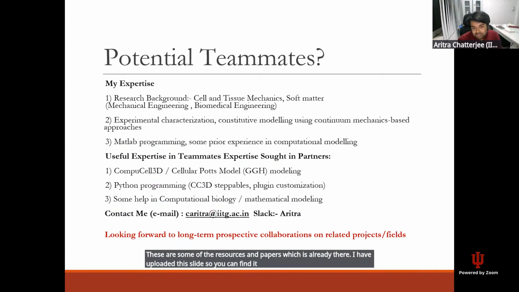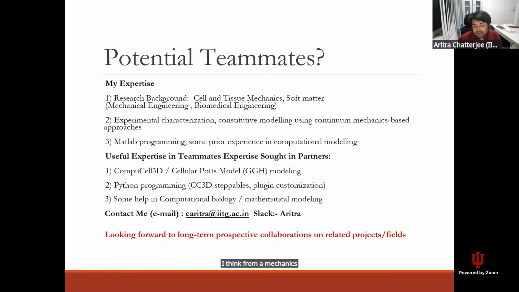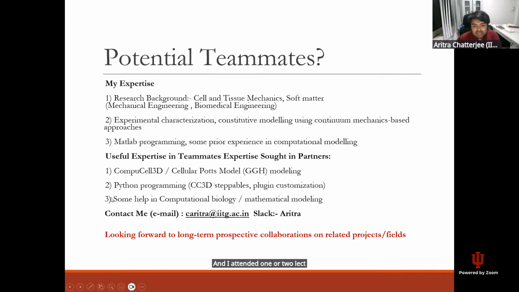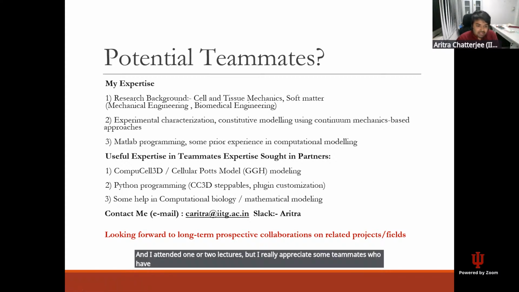I am from a mechanics background. My research interest is in cell and tissue mechanics of soft matter. I do primarily experiments as well as some constitutive modeling, which is in continuum mechanics, and some MATLAB programming. I'm new to CompuCell3D. When I was working as a postdoc at Purdue, I first heard of this as part of Embryo, and I attended one or two lectures, but I really appreciate some teammates who have prior experience with Python programming so that we can tackle these problems together. Also very much open to any long-term collaborations along this field where I can help.